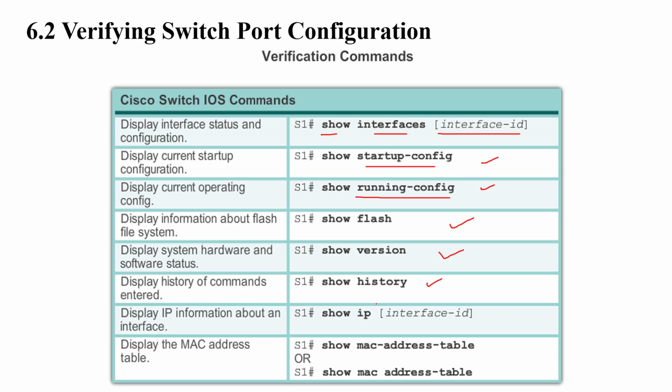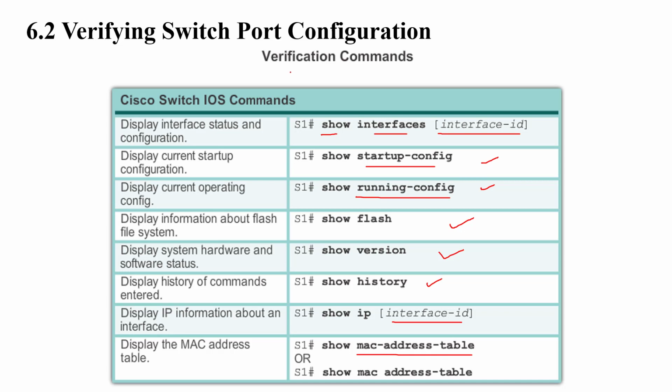Then show ip interface ID. You can give any interface ID, like show ip interface FastEthernet 0/0, FastEthernet 1/0, like that. Then the next very important thing is show mac address-table.